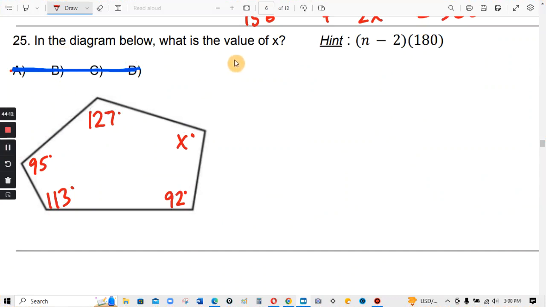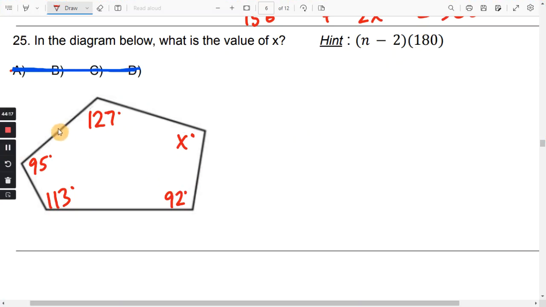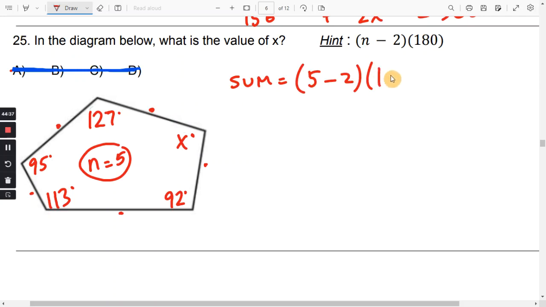In the diagram below, what is the value of x? All right, so you still have to use n minus 2 times 180. We have 1, 2, 3, 4, 5 sides. Okay, n equals 5. So n minus 2 times 180. The sum of the angles is going to be 5 minus 2 times 180, and that's going to be 3 times 180. So that's going to be 540. That's the sum of the angles. So we have to add them up and set them equal to 540.